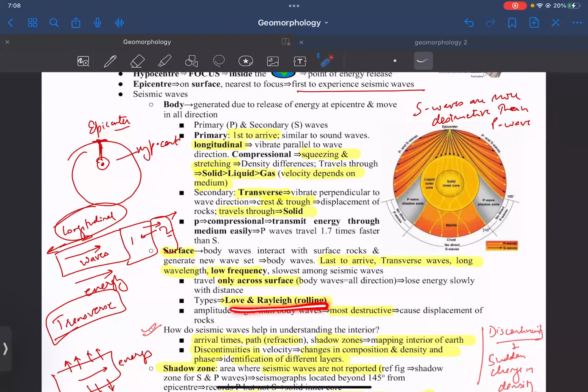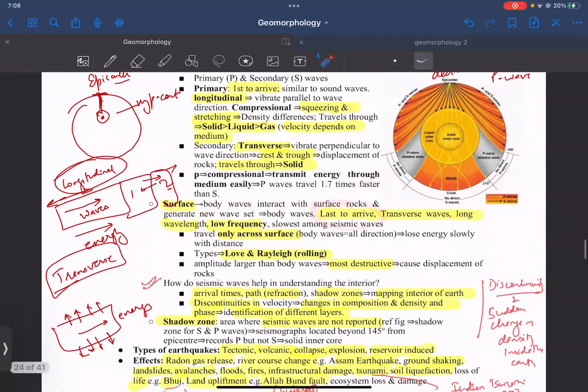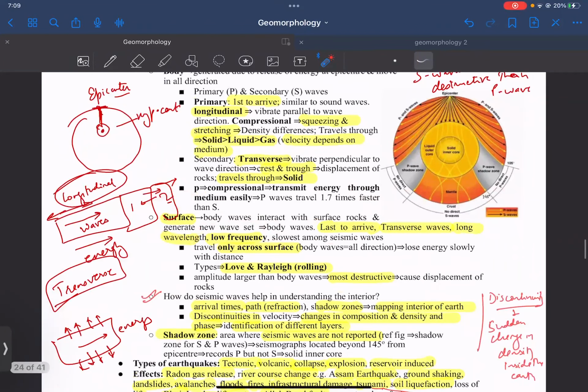It has two types, Love and Rayleigh. It is also a transverse wave, and it has long wavelength, low frequency, and they are last to arrive. So first P waves arrive, then secondary waves, then surface waves. And surface waves are more destructive. Why? Because at the surface only we have infrastructure built. Surface waves will cause maximum damage to this infrastructure, so that's why they are more destructive. And also these are transverse waves.